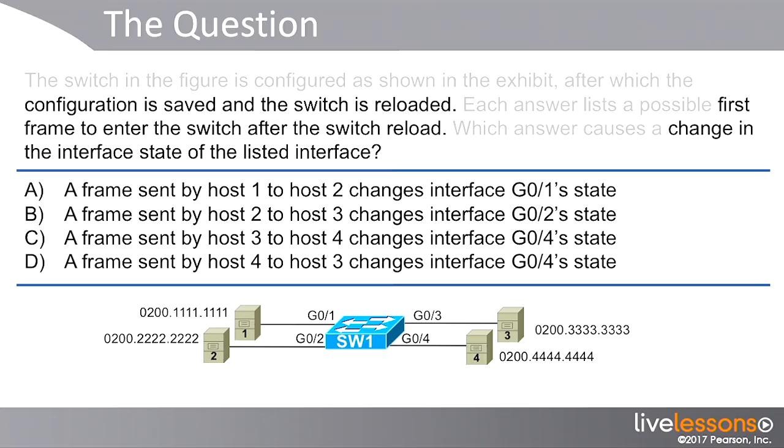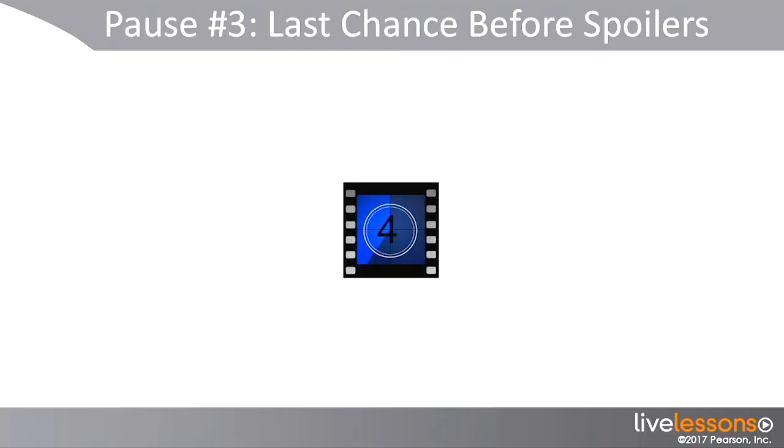in that next highlighted phrase, we're talking about the first frame to enter the switch after the reload. So the stem has set up the scenario to mean all the interfaces should be up. They should not be brought into this error disabled state by port security. And the first frame that comes in, that's the one we're considering for each of these answers. So which of these answers would cause a change in the interface state to error disabled, implied by the fact that we're talking about port security in the exhibit, based on the details in the answers. So that's basically what the question is driving at. Last chance to pause and answer on your own.